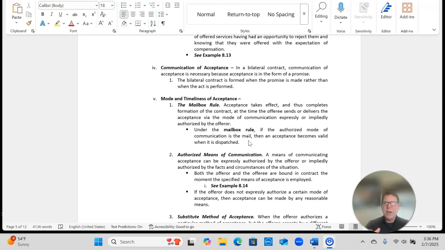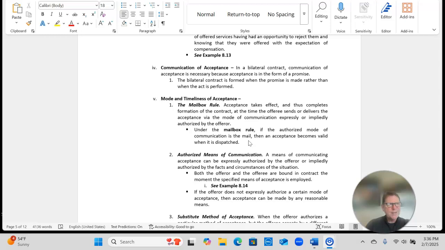And what the mailbox rule says is that an acceptance is effective when it's sent. So if I'm sent an offer and I sign it and accept, I say I accept the offer and sign my name, and I fold it up, put it in an envelope, and drop it in the mail. As soon as I've dropped that acceptance in the mail, it's communicated. Remember how we said that the acceptance takes effect when it's been communicated. So the mere fact of signing the contract and accepting it in my office doesn't communicate that acceptance, right? It's not effectively communicated until it has been sent to the other party.